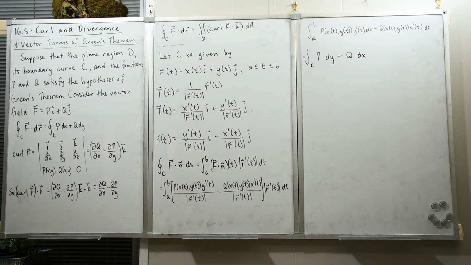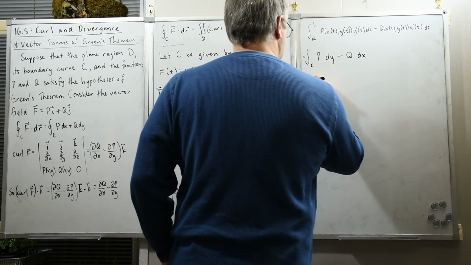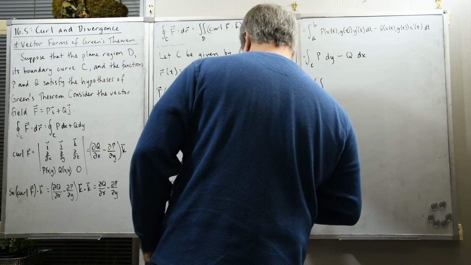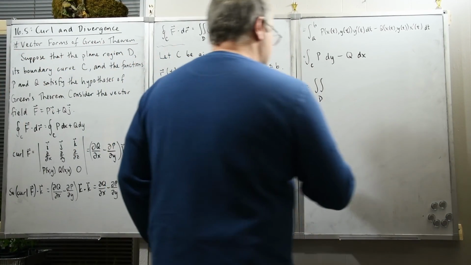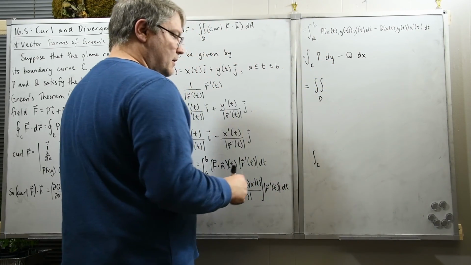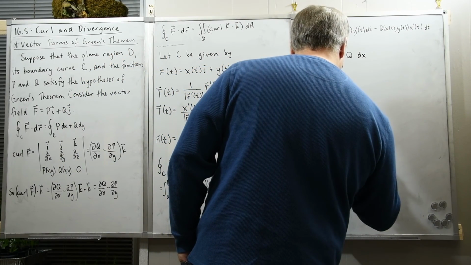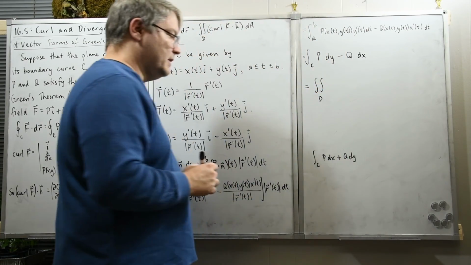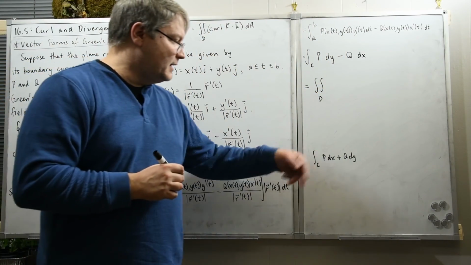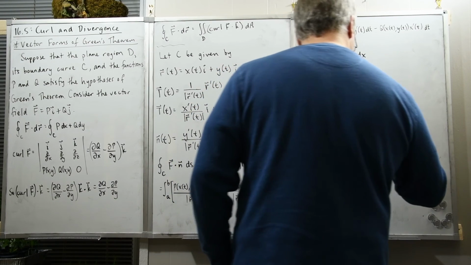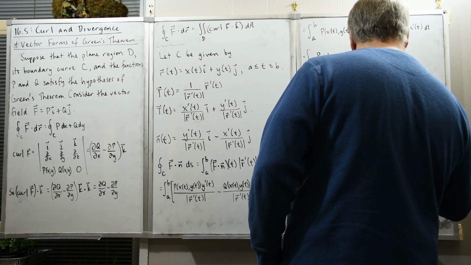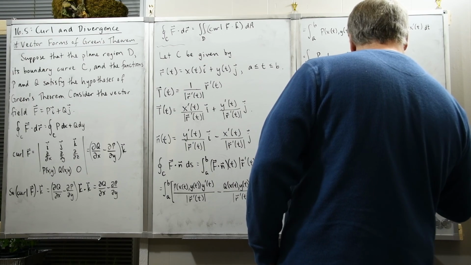But according to Green's theorem, this will be equivalent to a double integral over D, but we've got to figure out of what. Well, let's think about it for a moment. We're accustomed to seeing the line integral along C of p dx plus q dy. And we know that that's the same thing as the double integral over D, partial q with respect to x minus partial p with respect to y, dA.